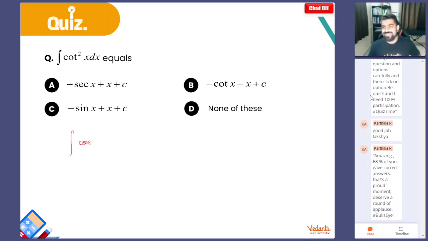Any idea? We'll have it as cosecant square x minus 1. Correct? So I can split it as integral of cosecant square x dx minus integral of 1 dx. So what is integral of cosecant square x? It is minus cot x. What is integral of 1 dx? It is x. That's it.